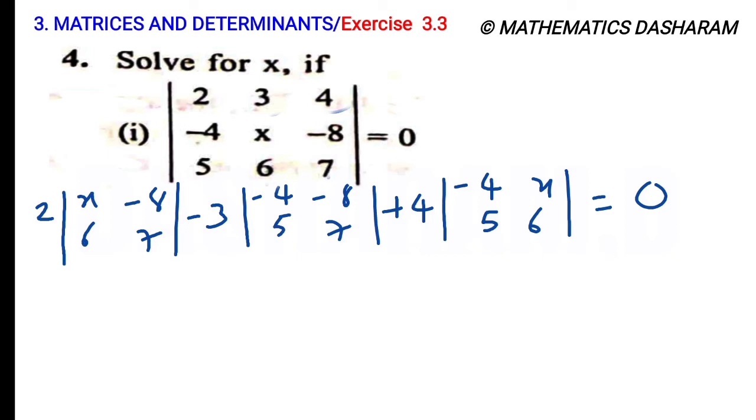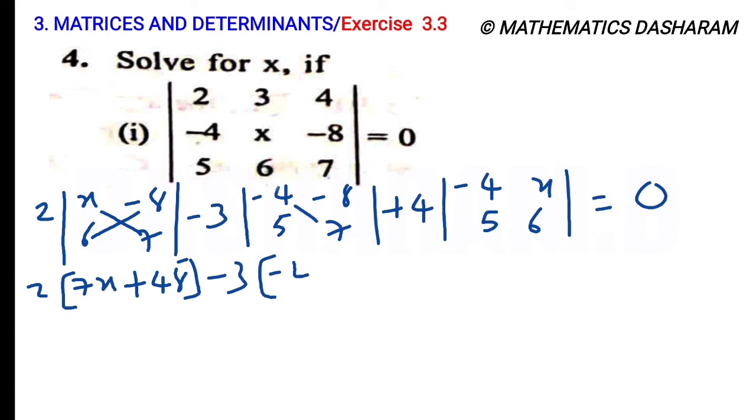So now let's find the determinant. 2 into the bracket of x into 7, which is 7x, and minus 8 into 6, which is 48, so plus 48. Next, minus 3 into minus 4 into 7, which is minus 28.